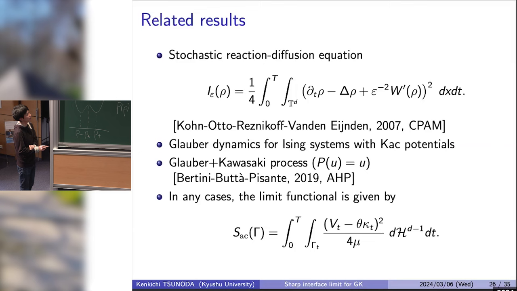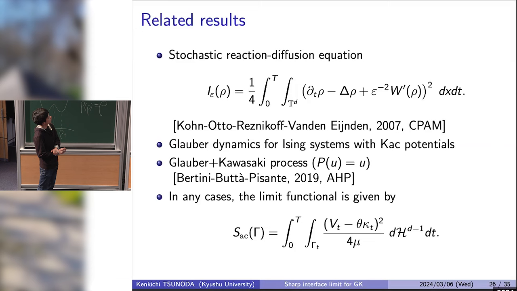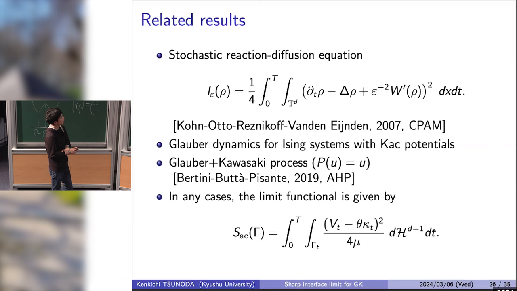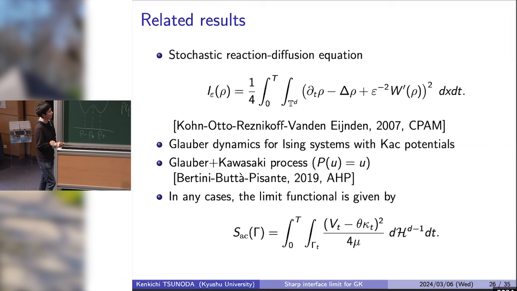And recently, the same problem has been studied by Bertini, Butta and Pisante for two models. One is using Glauber dynamics. The other one is the Glauber plus Kawasaki process with this choice. So we have generalized the result to our quasi-linear setting. And in any case, the limit function is given by this quadratic energy.